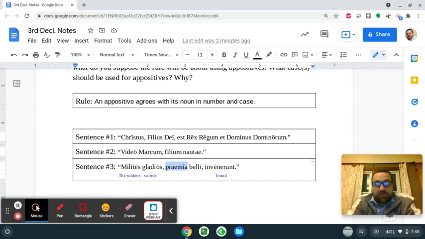And so here's an example where gladios and praemia don't visually match, but they do follow the rules. They are both accusative plural. So you could say the soldiers found the swords and just leave it at that. Or you could have said the soldiers found the rewards of war. Milites praemia belli invenerunt. You could also say milites just gladios invenerunt. But we're saying both. They found the swords, which are the rewards of war, and so we want them to have the same case and number.